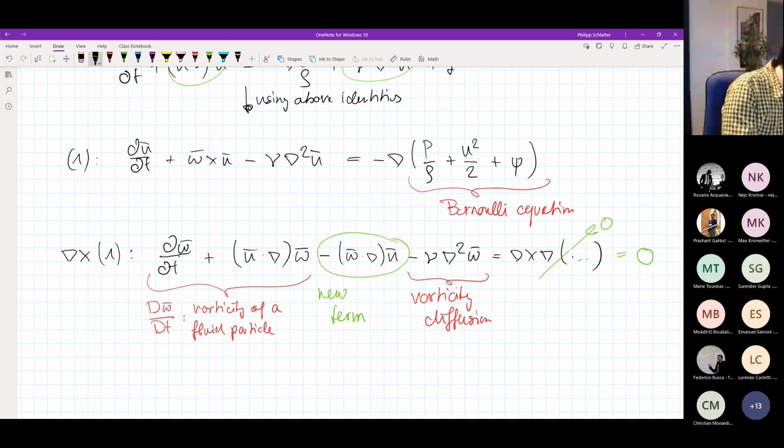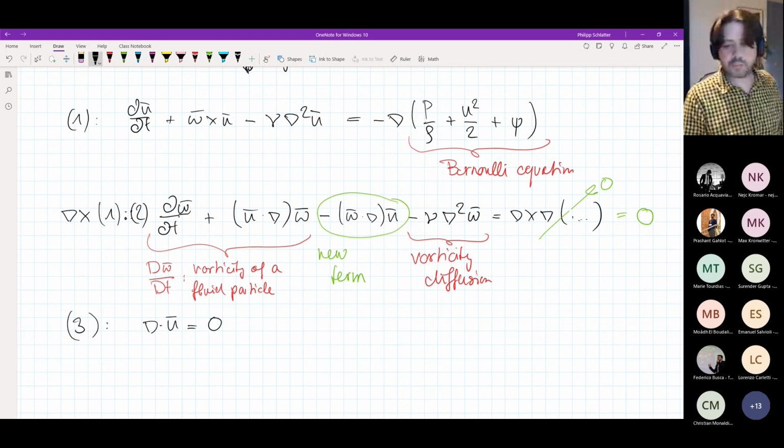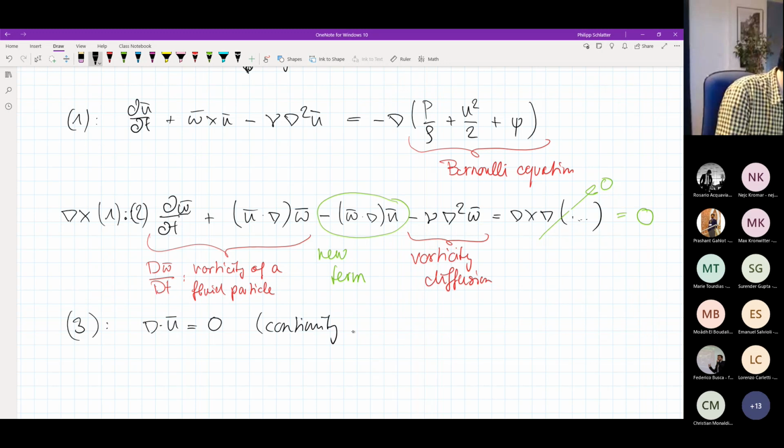Okay, so now we can say this is equation number 2, the curl of equation number 1. And of course, we still have, and we have not used it, equation number 3, which would just be the fact that we look at an incompressible flow, meaning that the divergence of u is 0. So that would be the normal continuity equation.